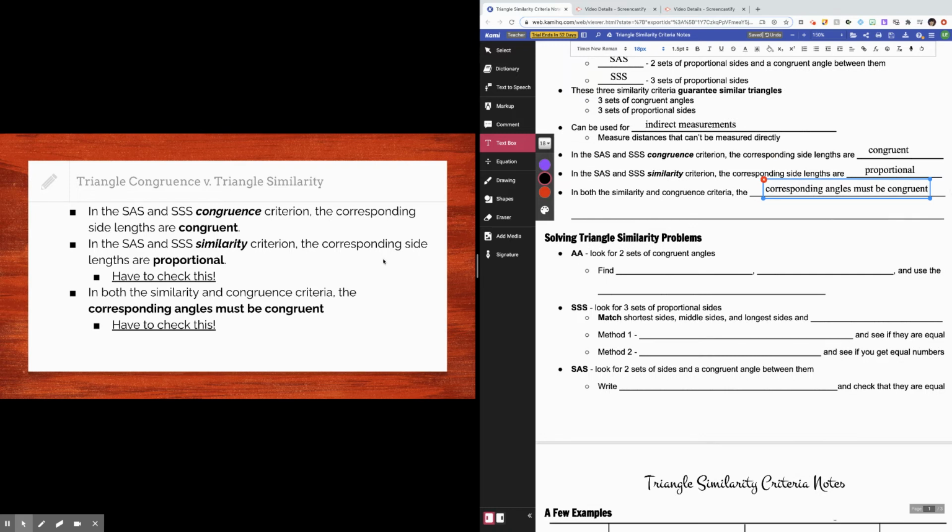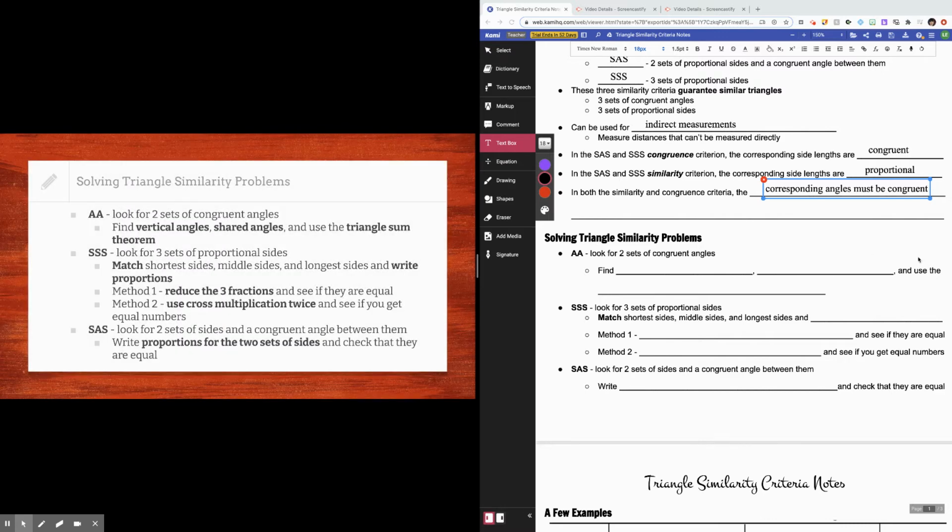It's only the sides where it differs, right? So congruence criterion, side lengths must be congruent. Similarity criteria, side lengths have to be proportional. Okay, and I'm going to show you how to write those proportions and how to solve those types of problems in just a second, okay?